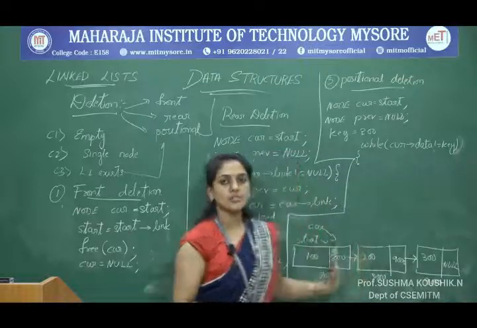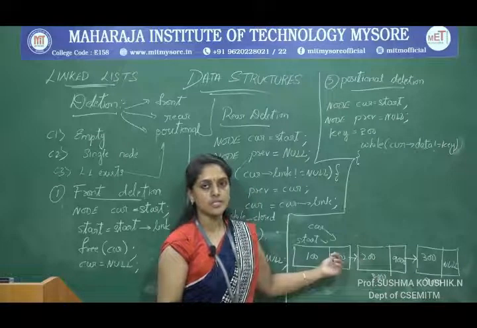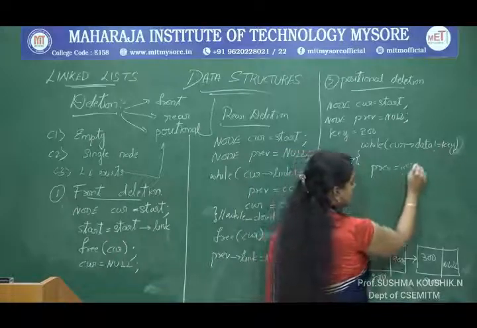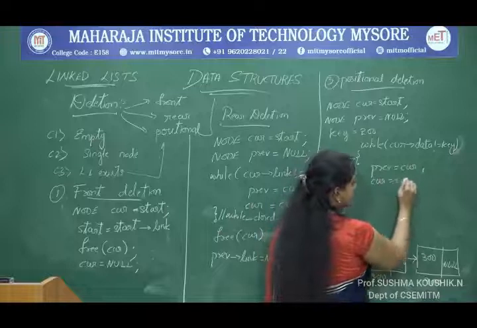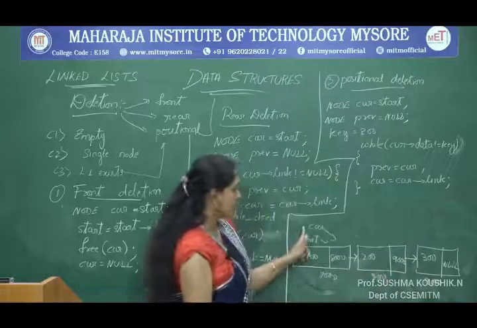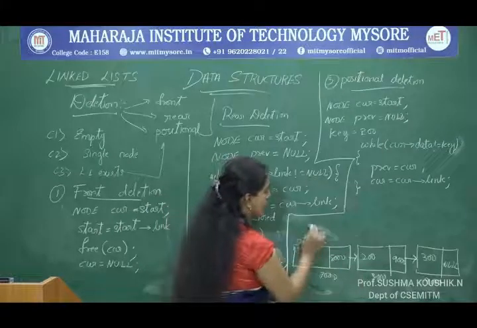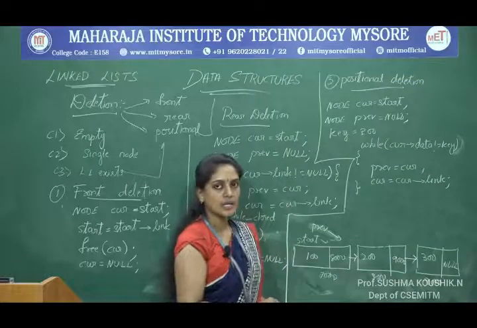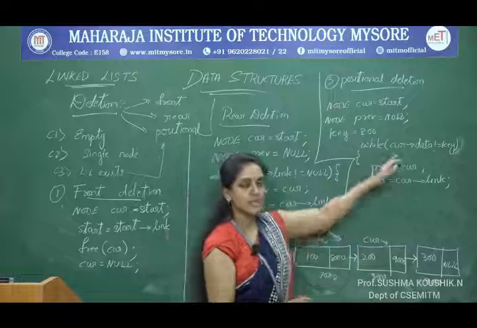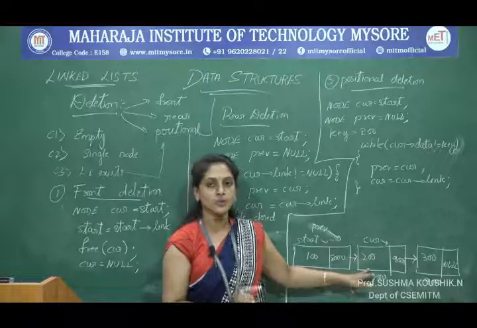what are we supposed to do? You are supposed to move the current from that particular node to the next node. Before moving, make sure that position is given to the other pointer. Therefore, previous is equal to current and current is equal to current of link. Now current of data is not equal to 200, so we move it ahead. Before moving, I make sure previous is pointing to that particular node and current has moved to the next node. Now check, is current of data not equal to key? No, the current of data is equal to that particular node which we are supposed to delete.